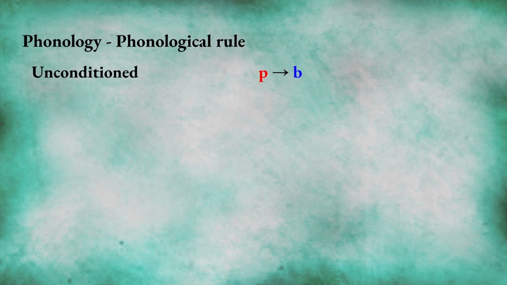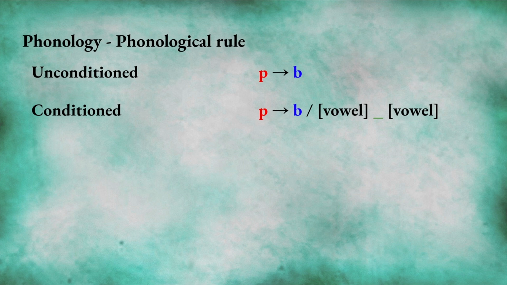We firstly have unconditioned rules, where the arrow means that the first sound becomes the second sound, so that p becomes b irrespective of its environment. We then have conditioned rules where the conditions are specified after the forward slash, so that here p would only become b between vowels. The underscore shows where the affected sound comes in its environment.